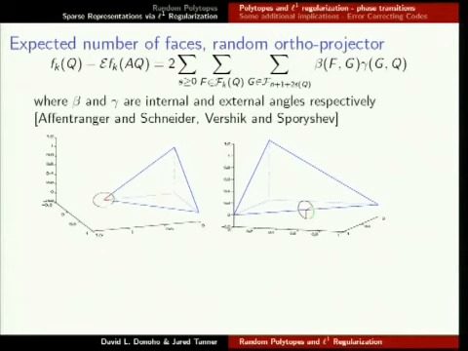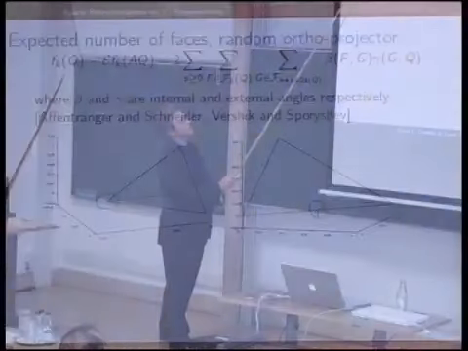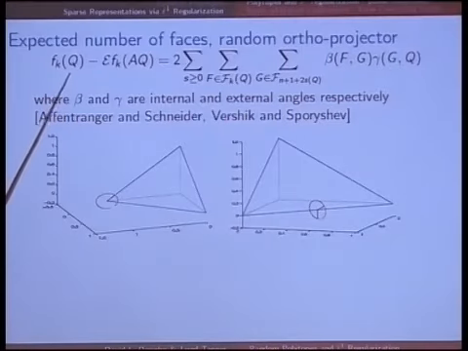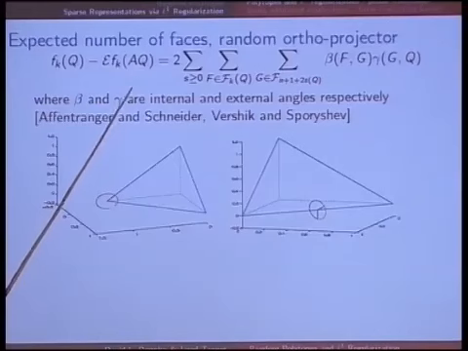Okay, so hopefully that convinces you that what we do care about to understand this phenomenon is the facial structure of the polytope A. So we want to understand how that behaves for random matrices. We're going to be looking at random orthoprojectors. So our work has a big debt to be paid to prior work by Affentranger and Schneider and Vershik and Sporyashev, who looked at these kinds of questions without really the motivation that we're looking at here for, say, lasso, but just in terms of understanding the underlying geometry. They worked out formulas for the discrepancy between the number of faces you start with for a polytope Q and the expected number of faces that you have for a random orthoprojector being applied to Q.